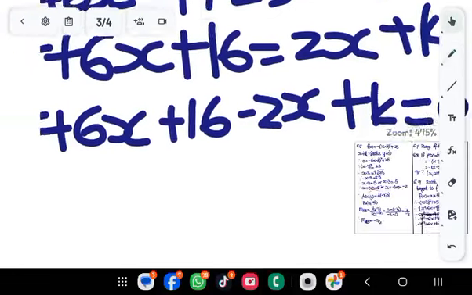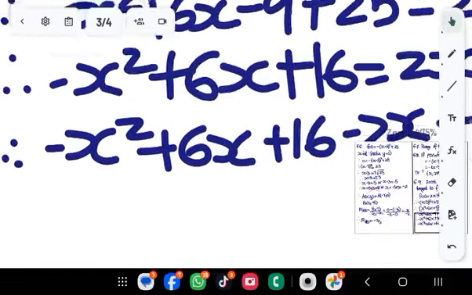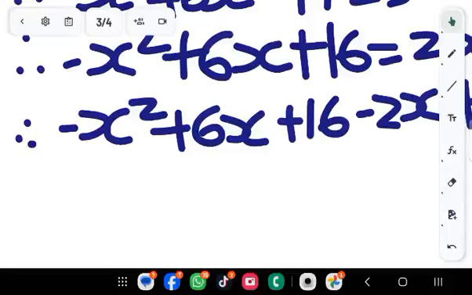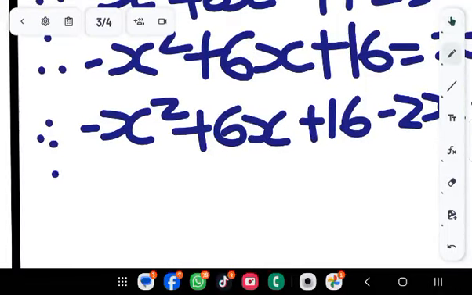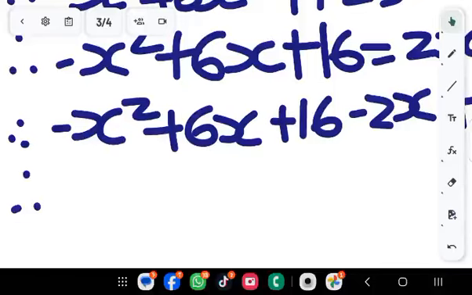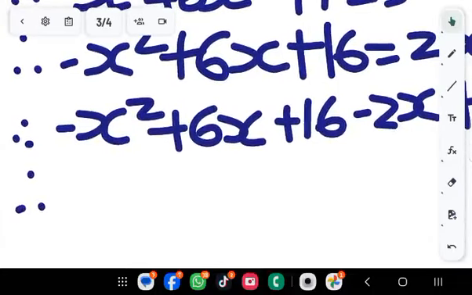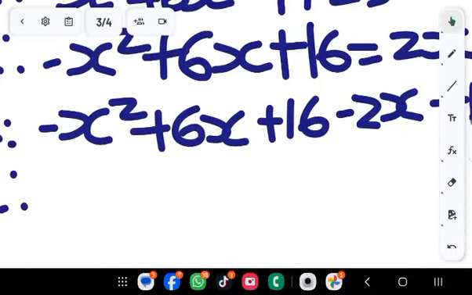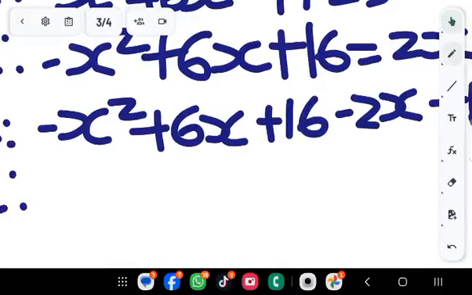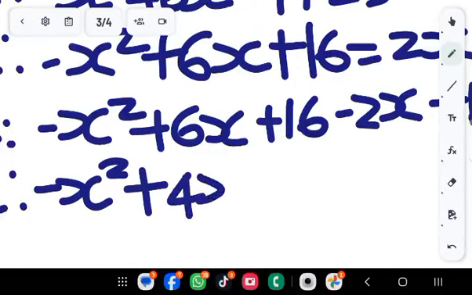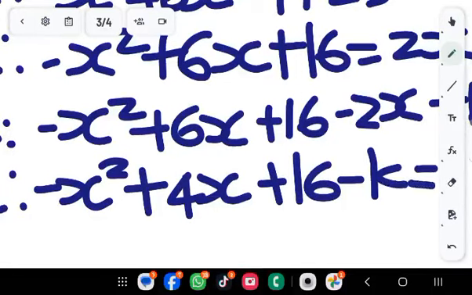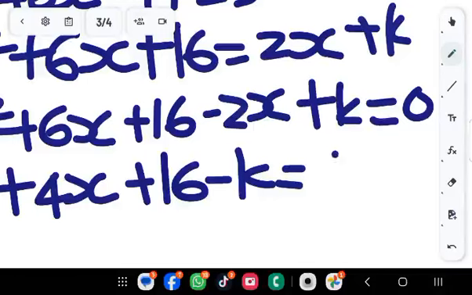equals 0. Why? Because we need this in standard format so we can find delta, and delta will tell us when the two meet without giving us two solutions at the end of the day. I'm going to explain and demonstrate now what I mean. So that is negative x squared plus 4x plus 16 minus k equals 0.